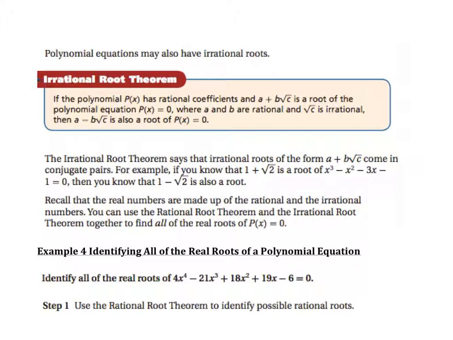Okay, well, not every polynomial is going to have rational roots, or roots that can be written as fractions. So we have what's called the irrational root theorem that tells us that if we have an irrational root, it's going to have its pair. They're going to be conjugates. So if it has the square root of 2, it's going to have the negative square root of 2. Okay, so if we have an a plus b root c as a root, we're going to have a minus b root c as a root.